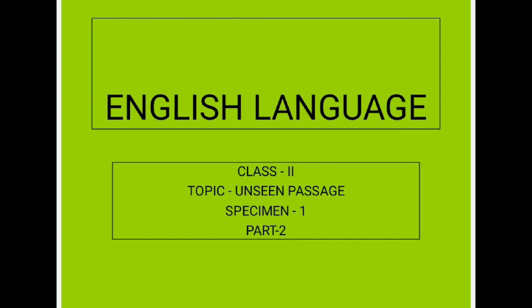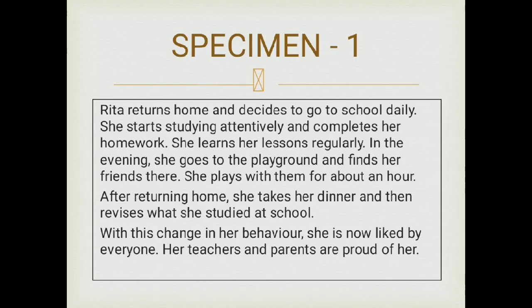So let's start. Children, can you see a passage is given here? A passage is provided to you. Specimen 1. First let's have a quick look. When we read it quickly, we get to know that this passage is all about Rita. Now let's read the passage very slowly.